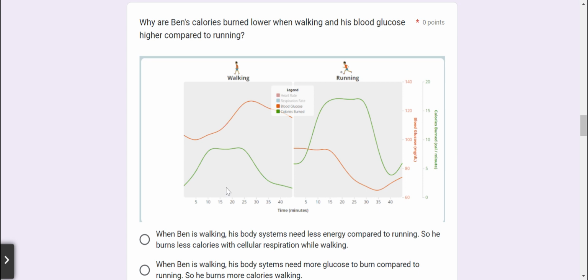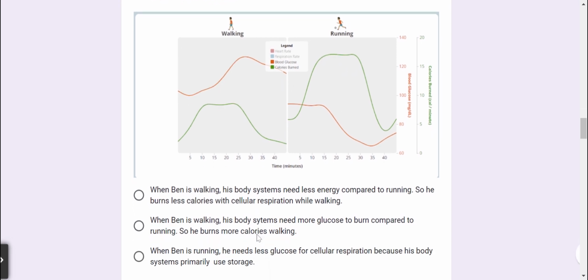Okay, now we're looking at this graph, and we have Ben walking, and we have Ben running, and we're looking at his blood glucose, which is the orange, and you can see the blood glucose here, and the calories burned, which is green. Okay. Why are Ben's calories burned lower when walking and his blood glucose higher when you compare it to running?